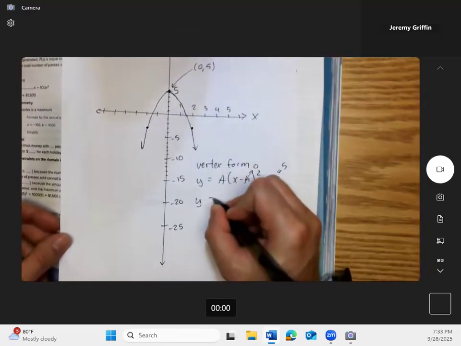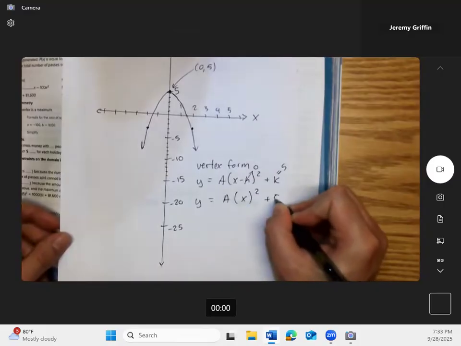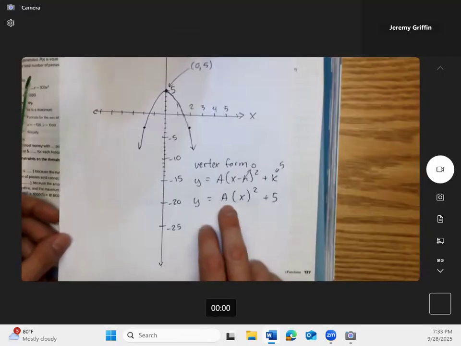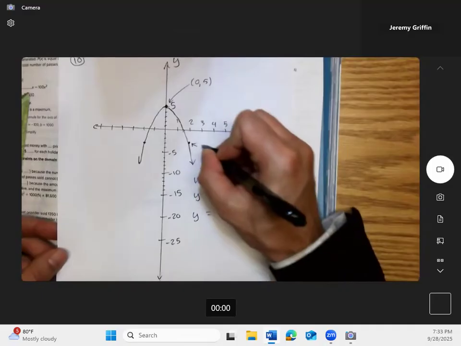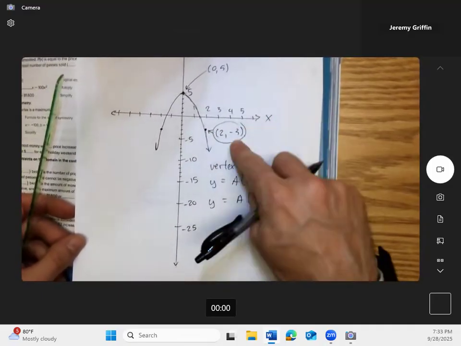So this is like y equals a x squared plus 5. That's really the form it's going to take. I just have to figure out what a is, and I can figure that out by plugging in any of these other points. I have a point right here at 2 comma negative 3. So let's try this point and plug it in right here.